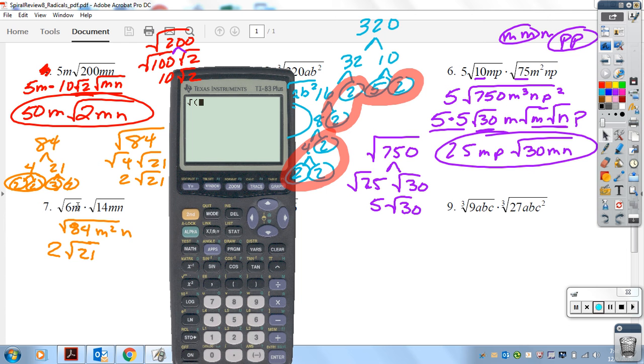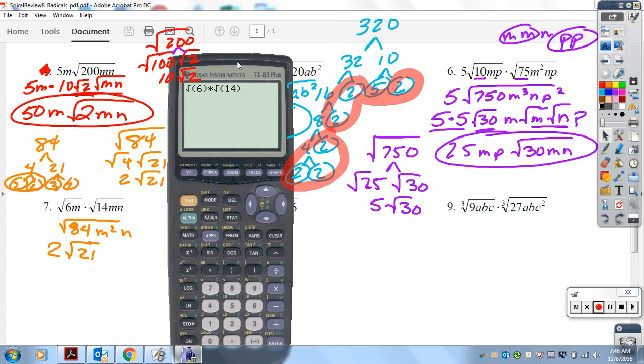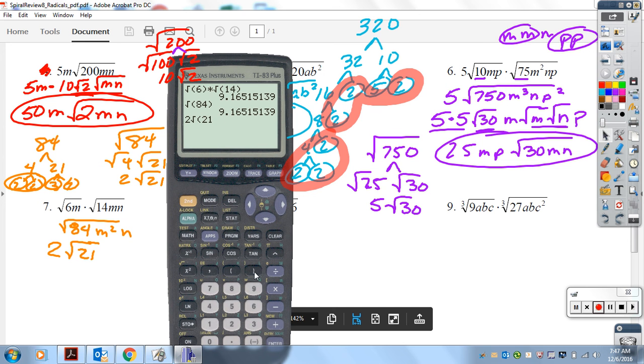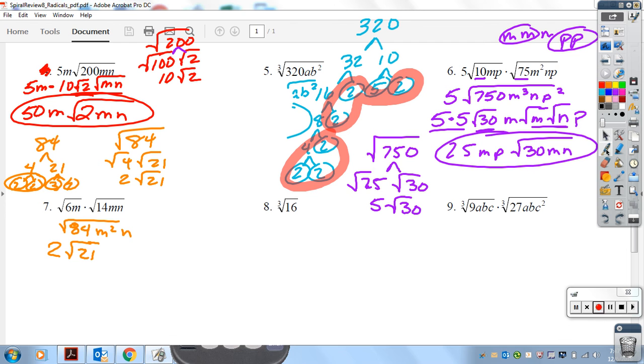Second radical 6 times, let me close these parentheses actually, times second radical 14, and see what I get when I multiply these. 9.165. Let's see if it's the same thing as the square root of 84. Second square root of 84. Same thing, so I know that that's the same thing. Let's see if it's the same as 2 times the radical 21, and see if all my answers are the same. And they are. That doesn't necessarily mean I'm reduced, but it does mean that I haven't messed anything up yet.